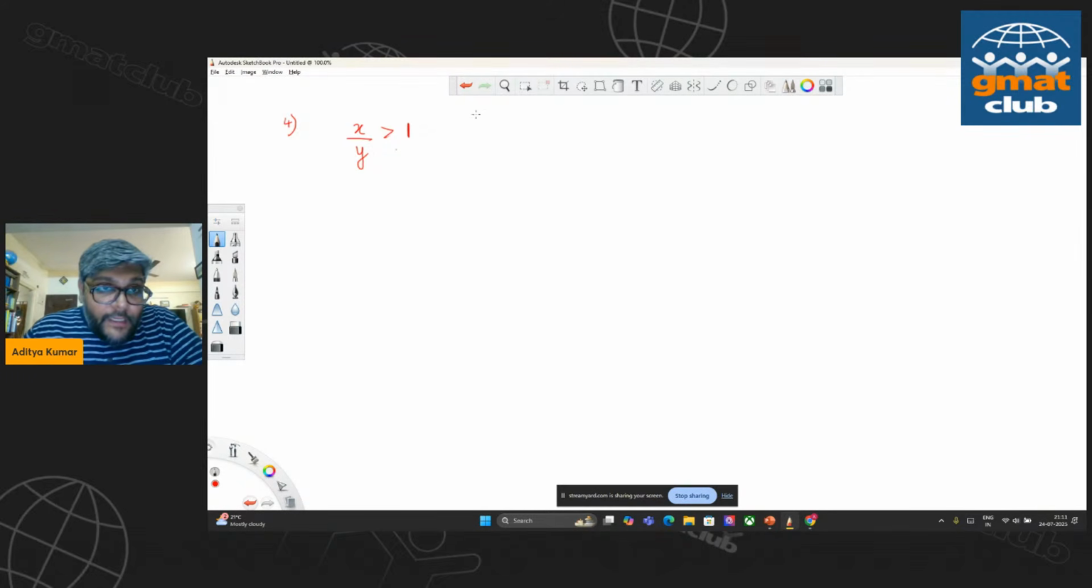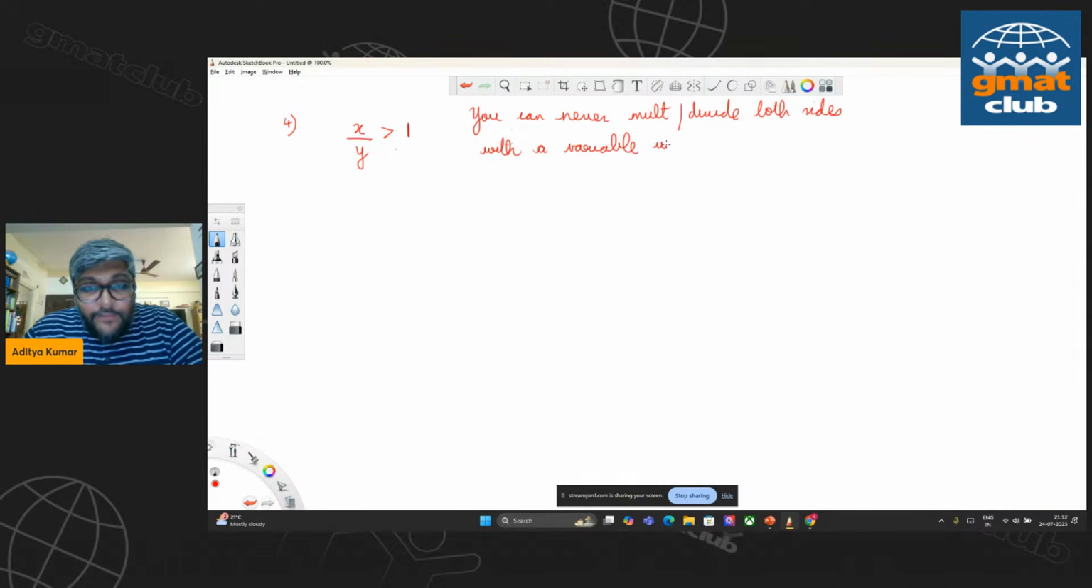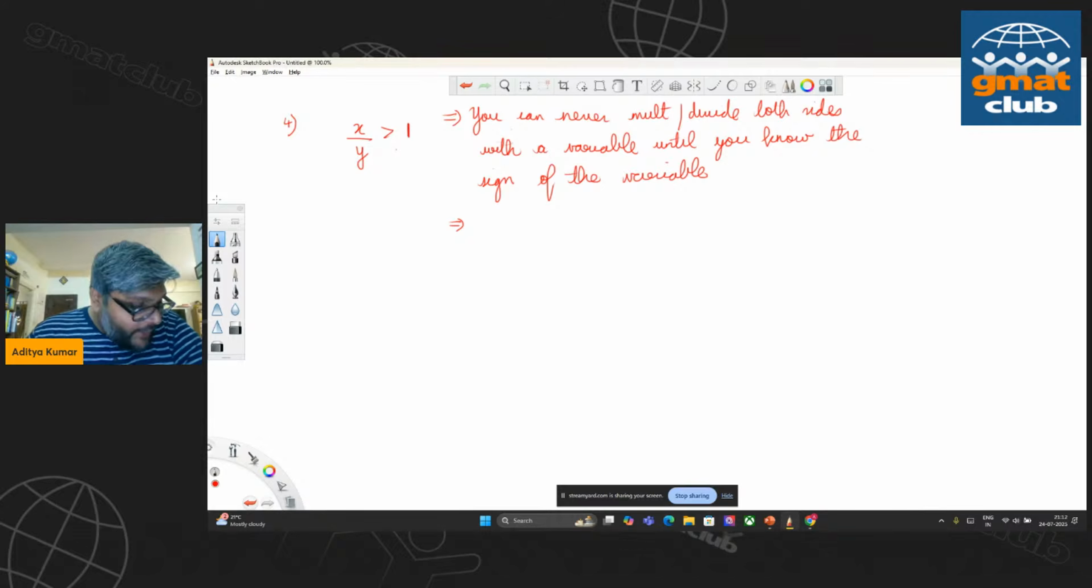So the fourth fundamental rule states you can never multiply or divide both sides of an inequality with a variable until you know the sign of the variable. If you know the sign, you can definitely go ahead and do it, right? I'll add one more pointer here. And this is something that you also need to hold on to, especially while working with questions on an inequality topic. Remember, you cannot multiply or divide both sides with a variable until you know the sign of that variable.